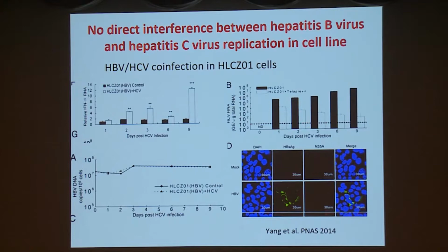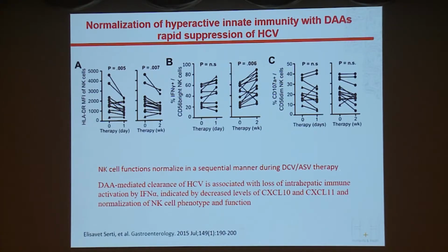From cell culture studies, there is no direct interference between hepatitis B and HCV replication in the cell line. So it is not really a direct interaction. Probably the mechanism behind it is the normalization of the hyperactive innate immunity response induced by hepatitis C infection, and with its normalization, as the suppression of hepatitis B is removed, it leads to HBV reactivation.